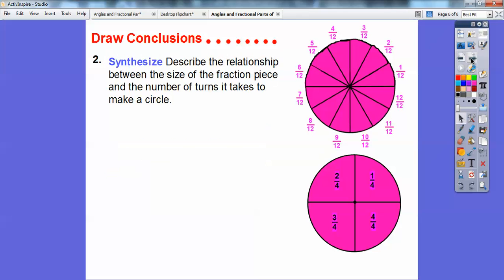Okay, so let's synthesize here, you guys. Describe the relationship between the size of the fraction pieces and the number of turns it takes to make a whole circle. Okay, so look at the size of these ones. These are 1/12. These sizes are much smaller. Can you see it takes more turns of a piece of pie right here to make the whole circle than it does right here? This only takes 4 pieces.